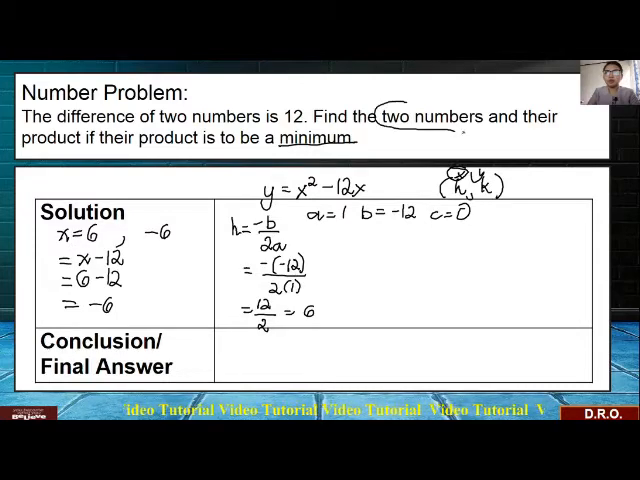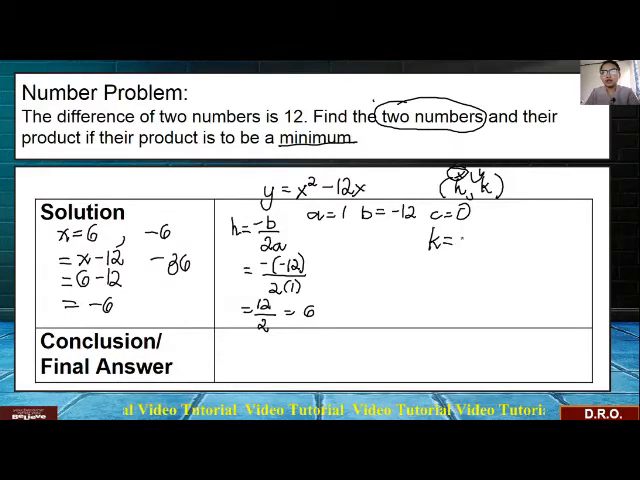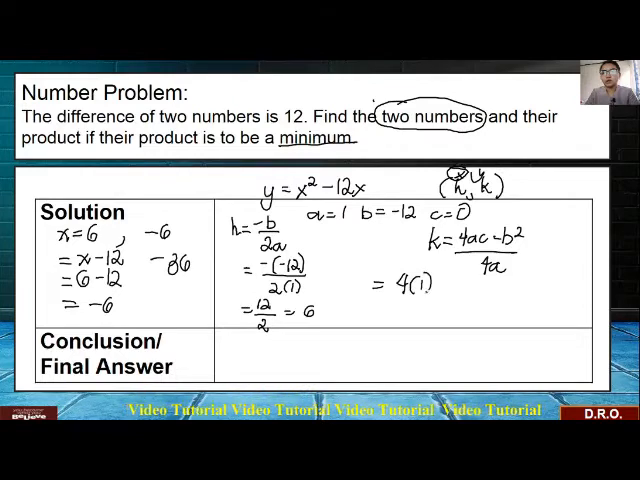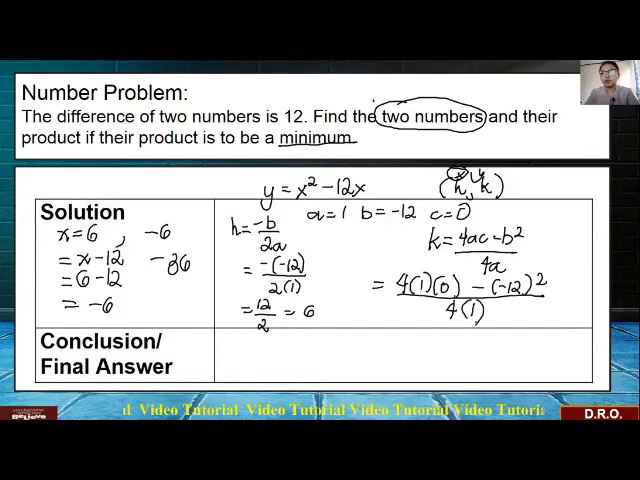After finding the two numbers, it is also said in the problem that we have to find the minimum product. So we can simply multiply 6 and negative 6. When multiplying, that will be negative 36. We can also find that through getting the value of k by our formula, which is k equals 4ac minus b squared all over 4a. Substitute the values. So this will be 4 times 1 times 0 minus negative 12 squared all over 4 times the value of a, which is 1.